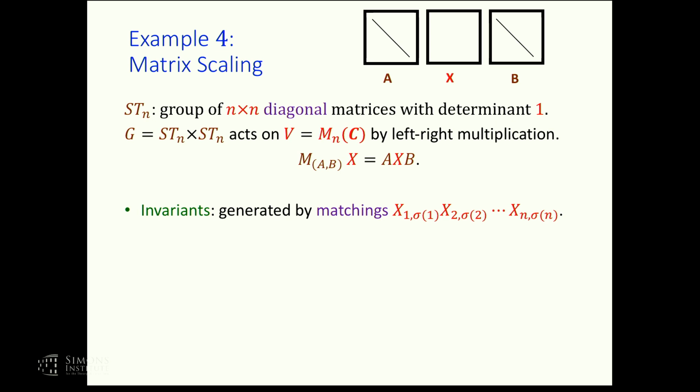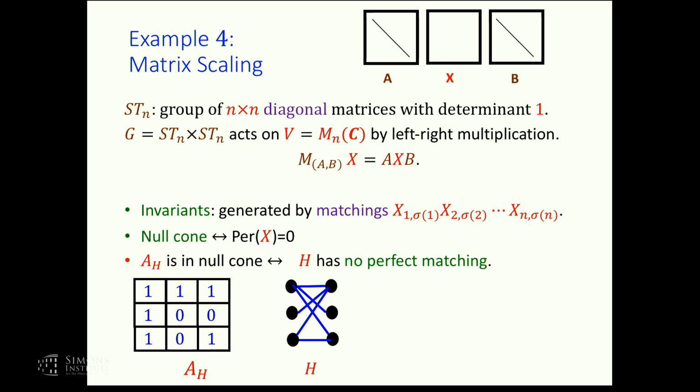It turns out, and it's very easy to see, that the invariants here are generated by these monomials, which are just matchings. If you look at any particular product like this, and you pre and post multiply by diagonal matrices of determinant 1, you are not changing any of them. Okay, so that's simple. And the null cone turns out to be exactly those matrices for which the permanent is 0. So this is a direct connection to the perfect matching problem. So perfect matching arises naturally. Here we saw it already, but it's just a null cone problem. Perfect matching is a null cone problem.